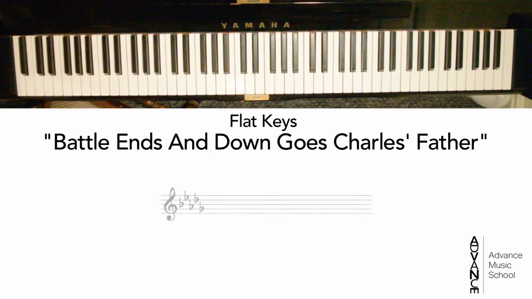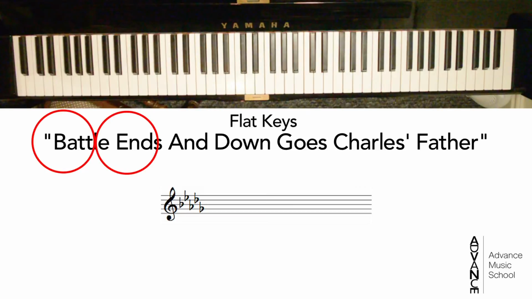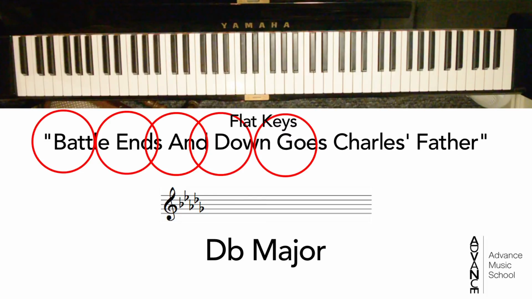Another example is if a key has 5 flats, they would be B flat for battle, E flat for ends, A flat for and, D flat for down, and G flat for goes. To find the name of the key, we go back one in the rhyme from the last flat, and that is G flat for goes, to D flat for down. So the key is D flat major, which has 5 flats, and they are B flat, E flat, A flat, D flat, and G flat.